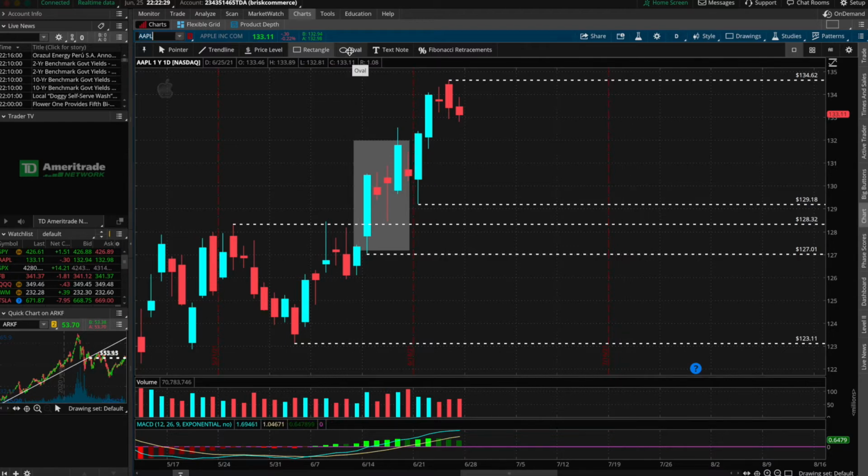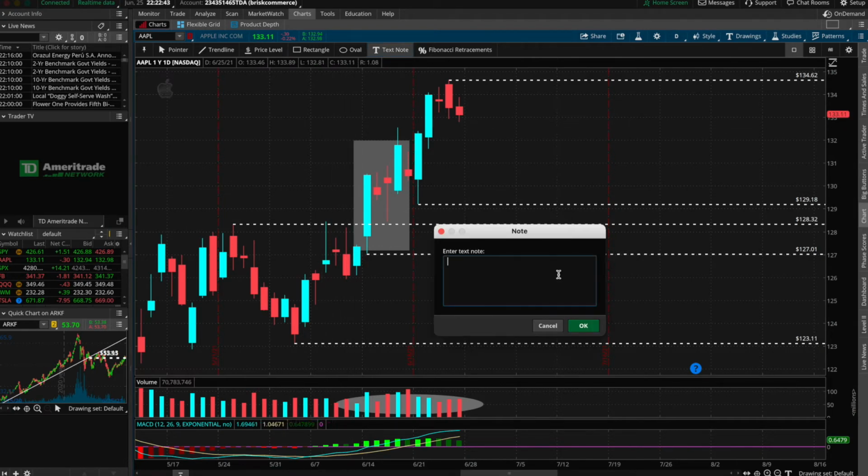That's one of the essential tools. I also use the oval every now and then. Kind of gives a nice indication as to how the volume is acting in a certain period of time. You can also add some text notes. You can add a nice text note over here telling yourself that this was a continuation.